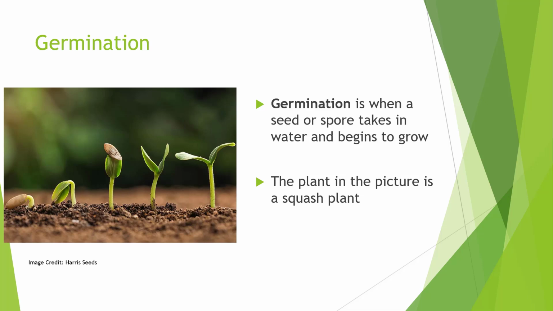Now, a term we're going to be using here and using quite often is the term germination. It's when a seed or a spore takes in water and begins to grow. So we see germination like in this squash plant where the seed's going to take in water, make the little leaves come out of the soil and begin to grow. That's germination. Well, germination is also when pollen grains begin to grow.